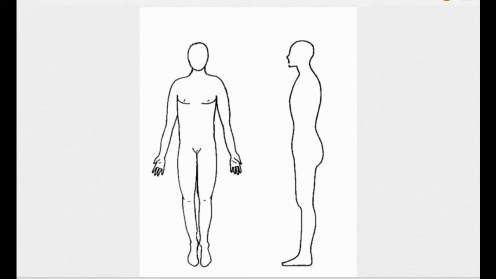So proximal, let me write this out. Proximal and distal are only used for superior/inferior limbs. Let me explain why. Right here are the attachment points of the superior limbs. And here are the attachment points of the inferior limbs.